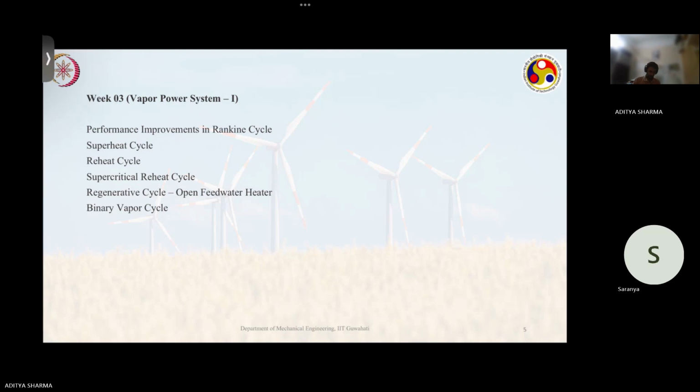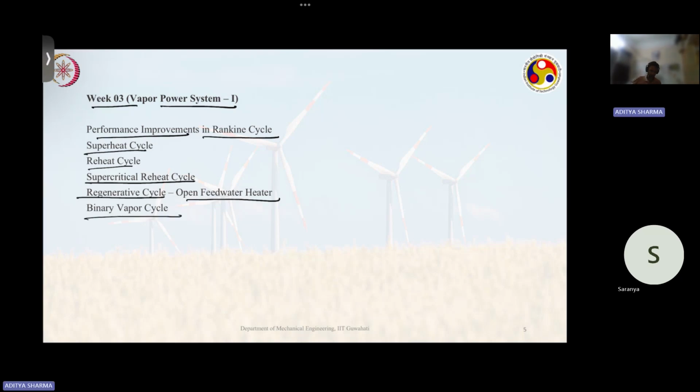Then is your week 3. In week 3, the focus: in week 2, we were introduced to the Rankine cycle. Now in week 3, we are modifying our Rankine cycle. And what is the reason for modification of the Rankine cycle? The basic reason is we want to increase the efficiency. Right? So this is performance improvements. So how do we do this? One is the superheat cycle, then the reheat cycle, then the supercritical reheat cycle, then the regenerative open feed water heater, and at last I have written the binary vapor cycle. Okay, so we shall see this.